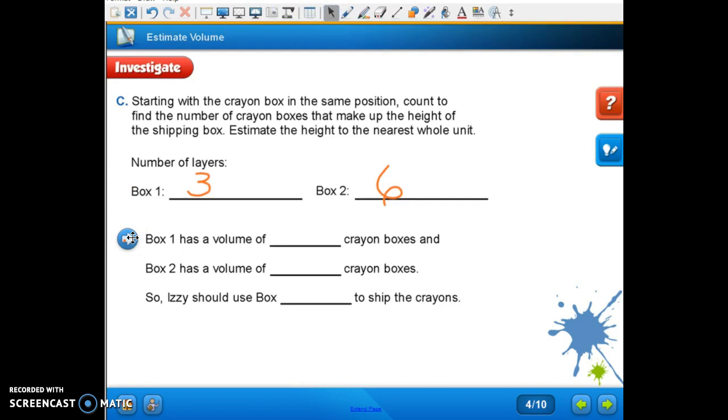So it says box 1 has a volume of what? We could do 9 by how many? 27. So it had a volume of 27 crayon boxes. Box 2, we could do 8, but we could do 6. And 8 by 6 is? 48. So Izzy should use box 2 to ship her crayons.